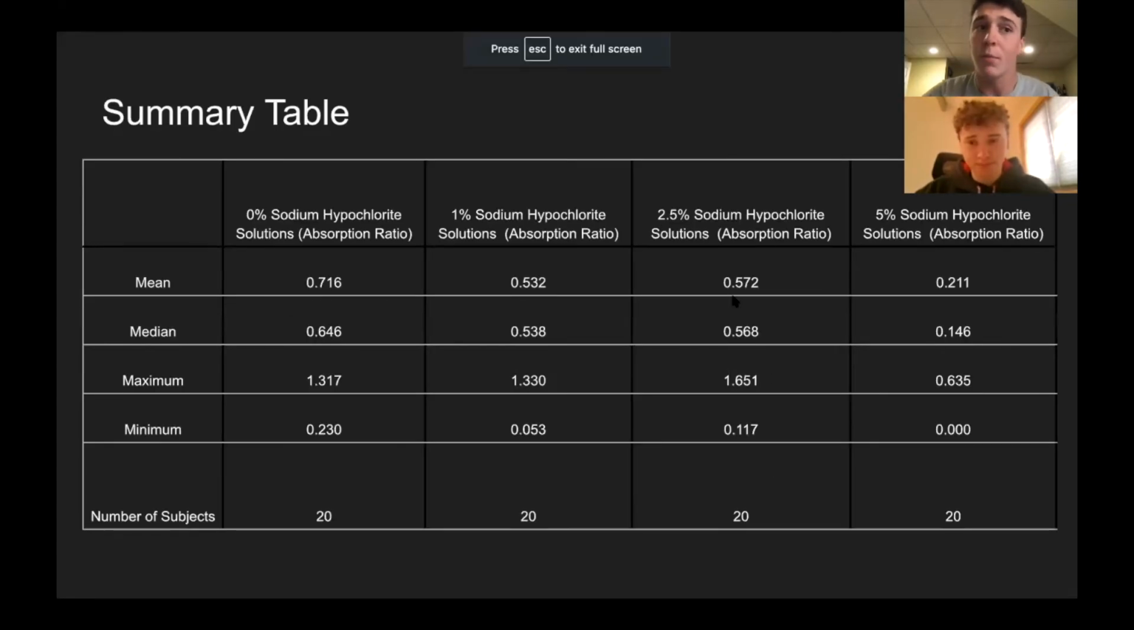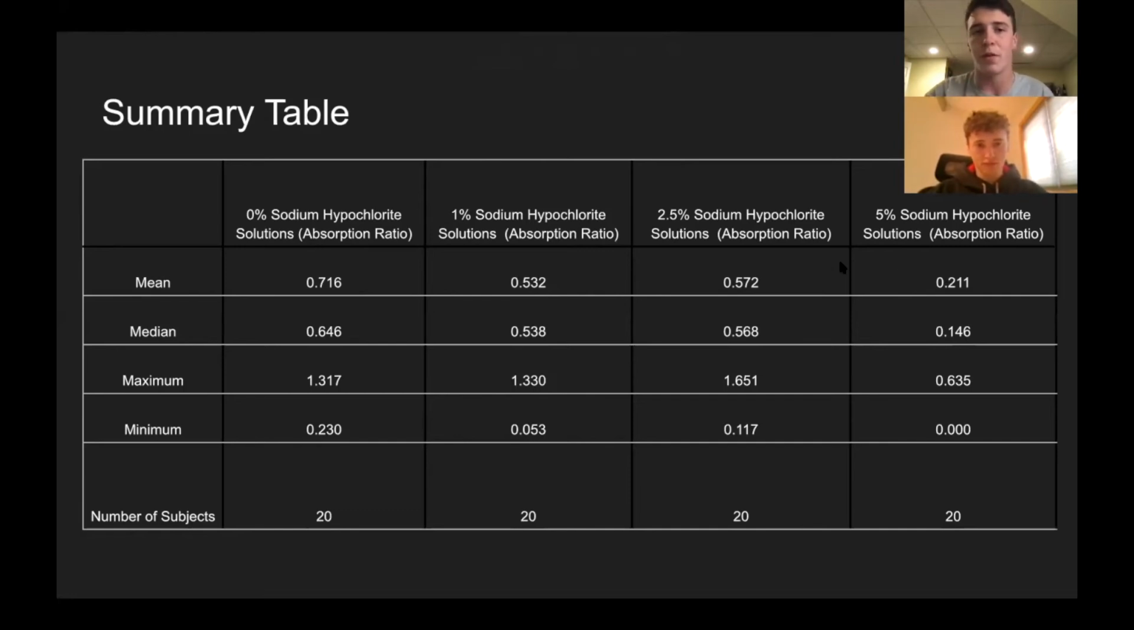All right, so now I'm going to summarize our findings. So this table here summarizes our overall trends pretty well, but it also highlights some of the conundrums and confusions that were presented in our results. Firstly, this first row here displays the various means we got, and as you can see, they go in a somewhat decreasing order from right to left. You'll notice that the 0% sodium hypochlorite solution clearly has the highest mean absorption ratio, whereas the 5% clearly has the lowest mean absorption ratio.